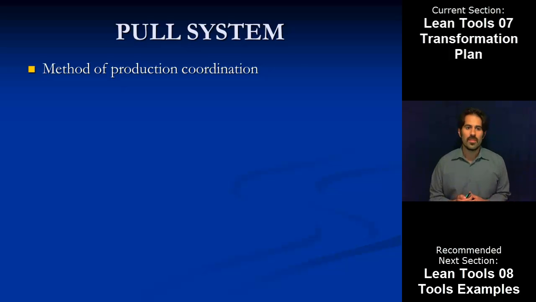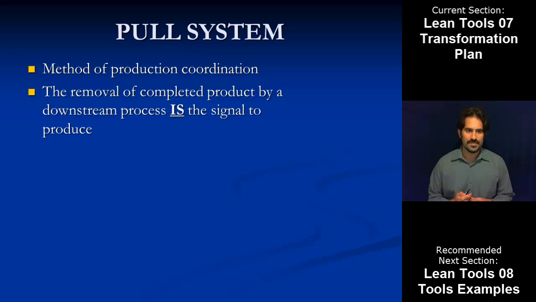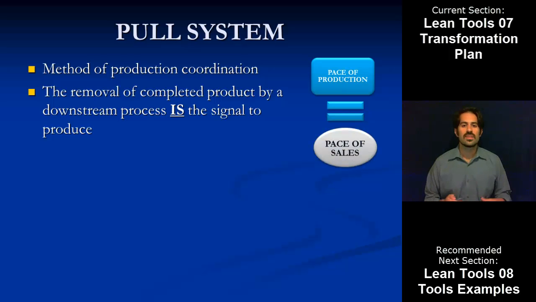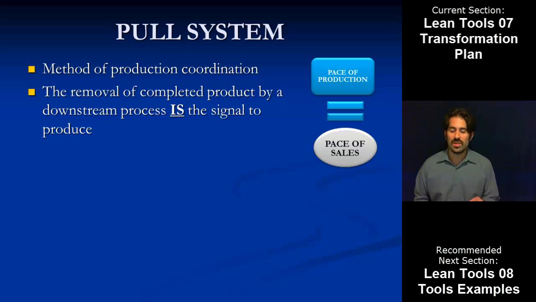And so we do this because this then becomes our method of production coordination. And the key of how this works is that the removal of a completed product by the downstream process becomes the signal to produce. It's not schedules, it's not direction, it's not a member of management going and individually telling people. The line runs itself. And what we can accomplish with this is we can then, in practice, make sure that our pace of production of the entire line is matching our pace of sales exactly, which is what we're chasing in terms of ultimate efficiency.